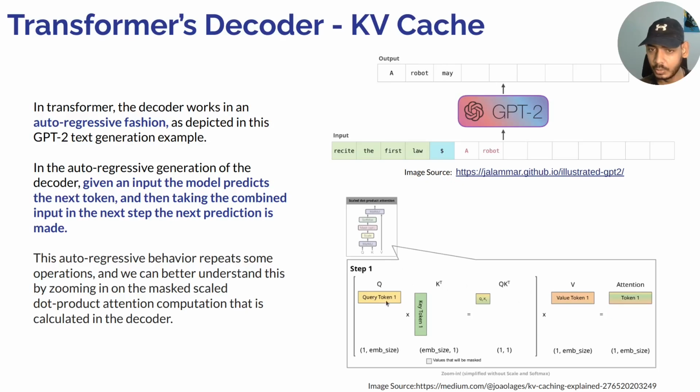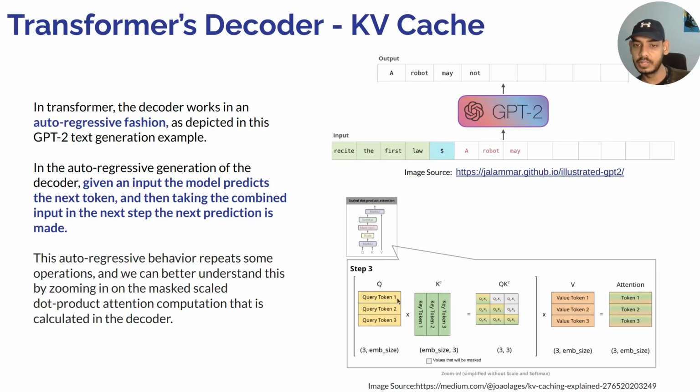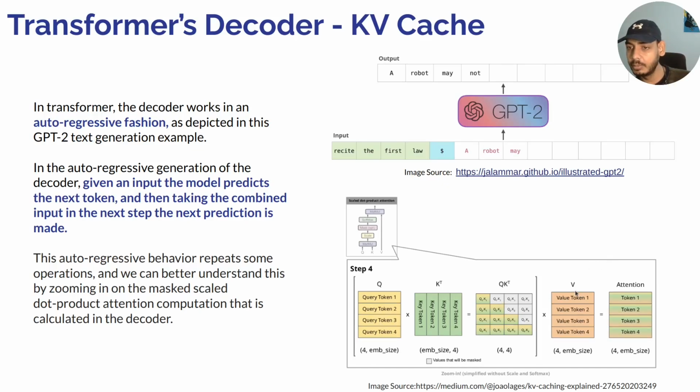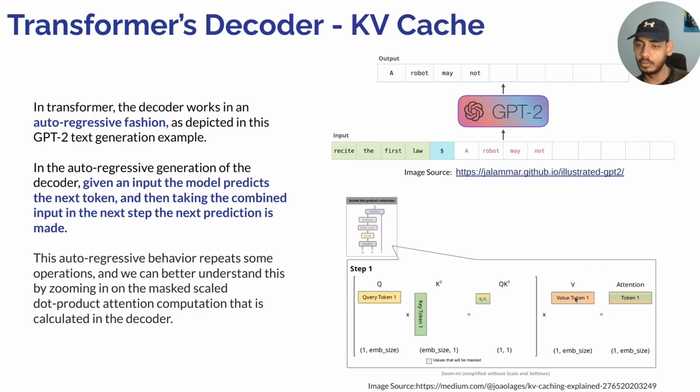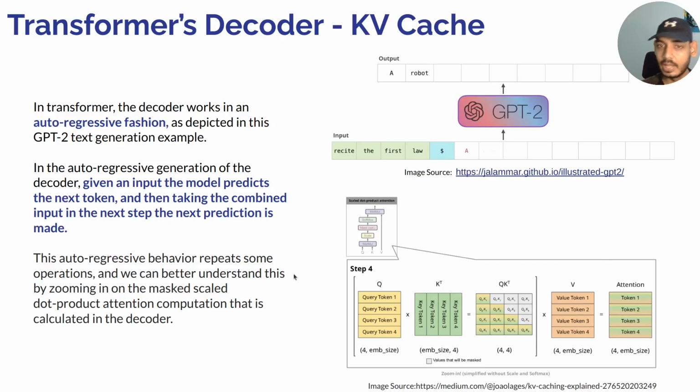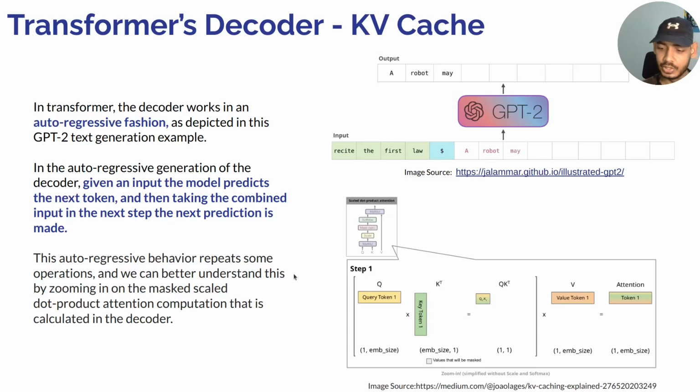Step 1: you have query token 1 which is getting multiplied with key token 1, and then query token 2 which will get multiplied with key token 1 and key token 2. Query token 3 will get multiplied with keys 1, 2, 3. Query 4 will multiply with keys 1, 2, 3, 4. At the end it will again get multiplied with value tokens 1, 2, 3, 4. This is the actual calculation happening in the decoder architecture.